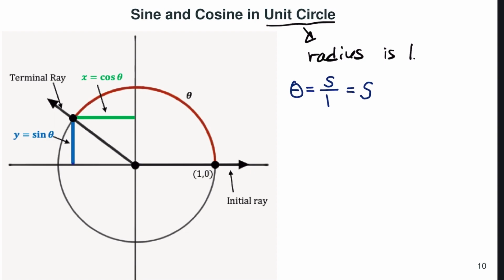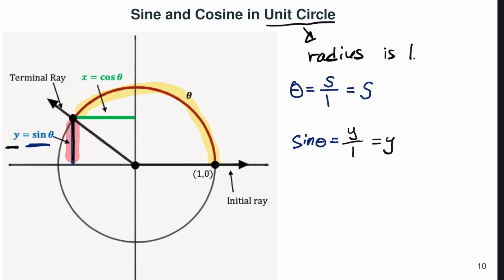So look at right here. Let's look at the sine value first. Sine theta: the input is this angle, and the output is this height divided by the radius length. Okay? So it will be the vertical length. Let's call this length y. y divided by 1, which is just y.